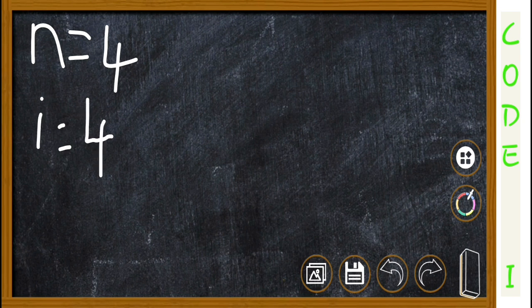So let's check for the value i is 4, j starts from number 1.